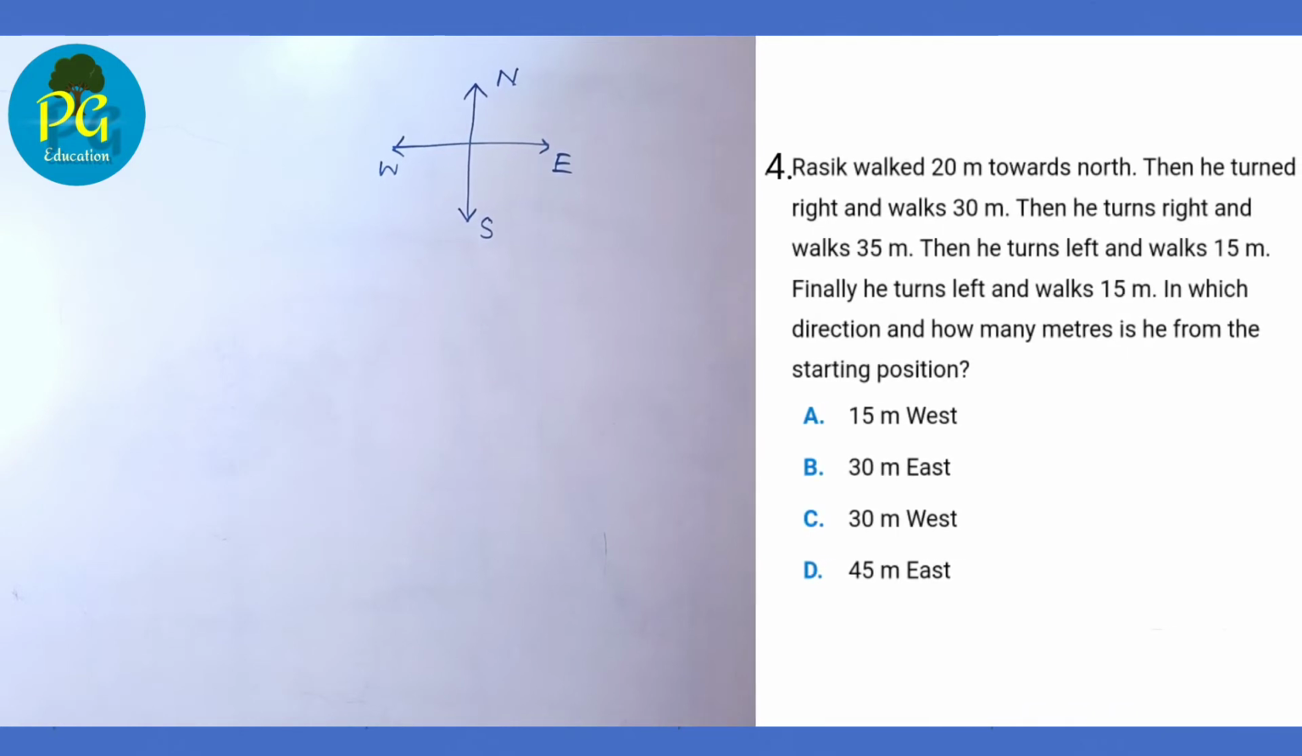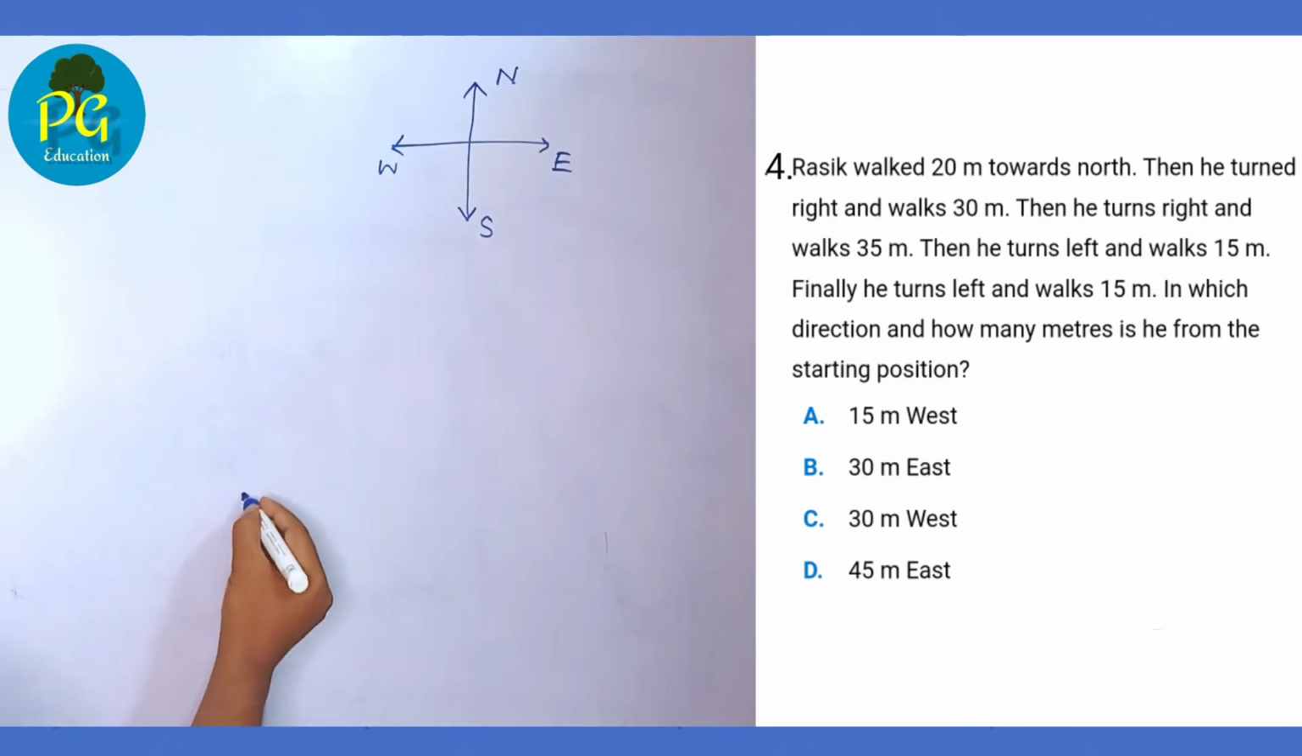Question number 4. Rashik walked 20 meter towards north. Then he turned right and walks 30 meter. Then he turns right and walks 35 meter. Then he turns left and walks 15 meter. Finally, he turns left and walks 15 meter. In which direction and how many meter is he from the starting position?